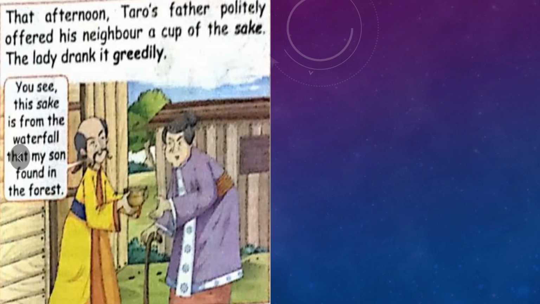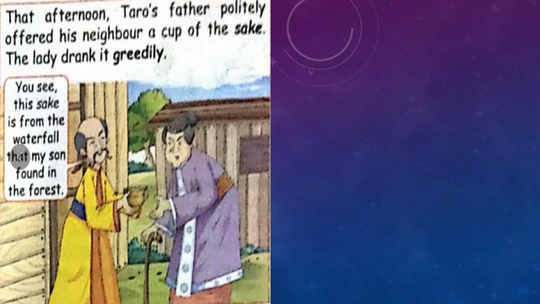Next, what happened? That afternoon, Taro's father politely offered his neighbor a cup of the sake. The lady drank it greedily. Okay. So after that, there is again a direct speech of the father. Father was saying, "You see, the sake is from the waterfall that my son found in the forest." Okay, so as he was a very normal person and a good-hearted person, so he just revealed the truth in front of the neighbor. But the neighbor was very wicked and greedy.